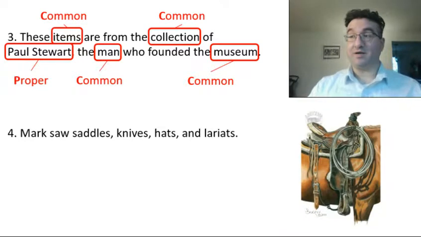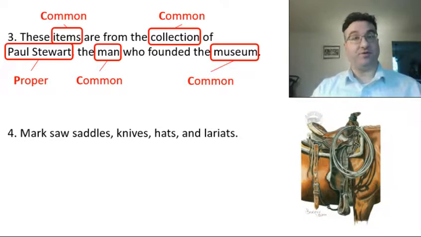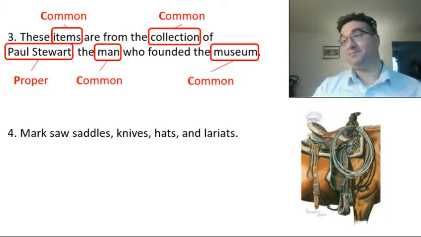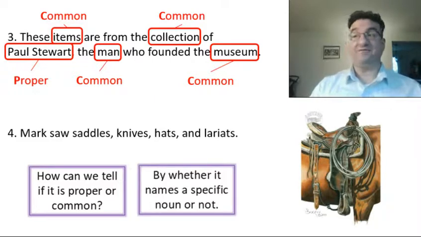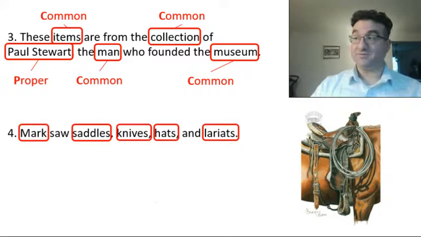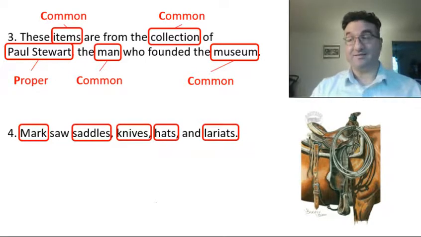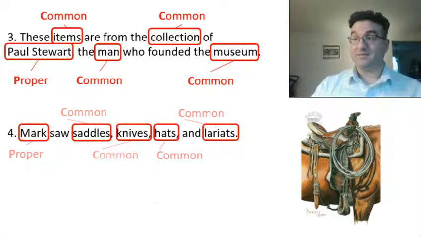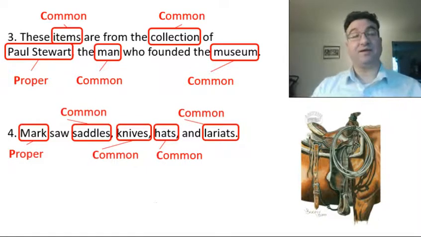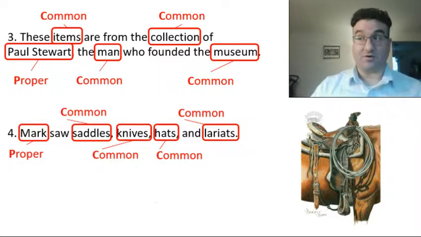Next, we have Mark saw saddles, knives, hats, and lariats, which are the rope things that the lassos are on. How can we tell if these are common or proper nouns here? You should know by asking if it names a specific noun or not. So here are all the nouns, pretty much almost the whole sentence. And like before, only one of them is proper. So you see that Mark's proper, and the rest of them are general terms for different things. So they're all common.